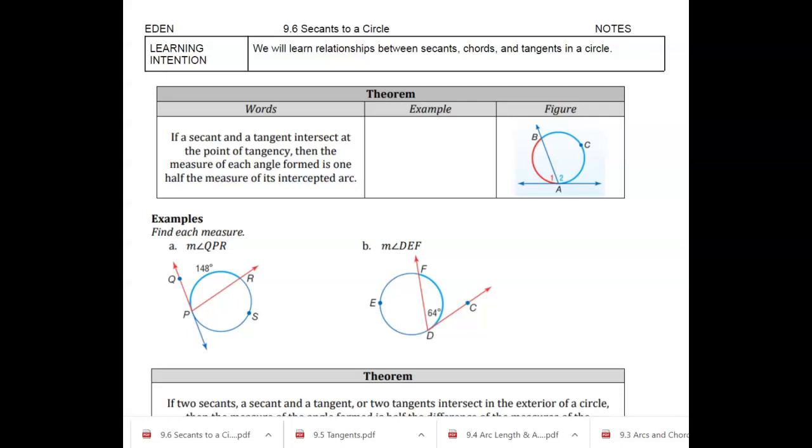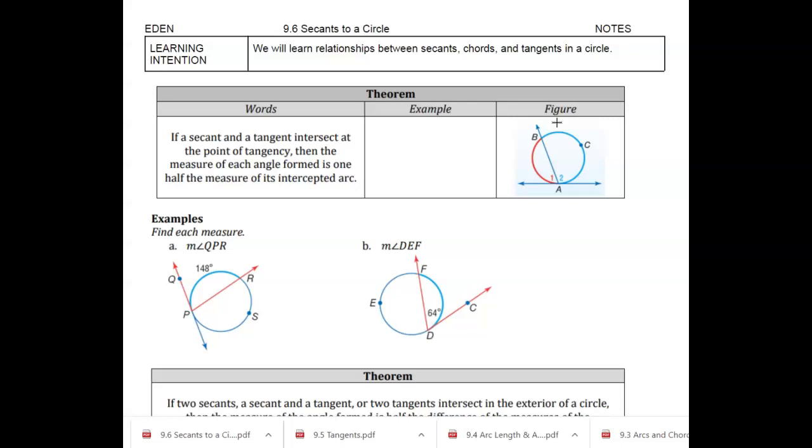Okay, so 9.6, we're going to talk about secants to a circle. A secant is a line that cuts through a circle. So it's kind of like a chord except it extends. And we're also going to refer to tangents and other parts of a circle as well that affect a theorem. So there's going to be two theorems that we talk about.